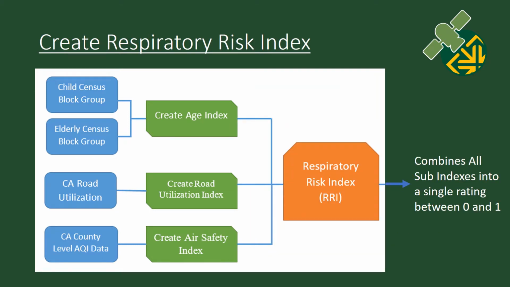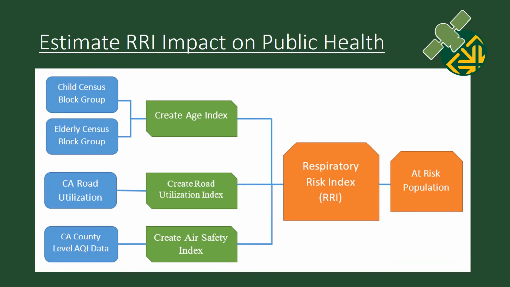These three sub-indexes were then combined to produce the final Respiratory Risk Index, or RRI. This is a value between 0 and 1 that should describe the overall risk of asthma according to the three risk factors measured. After each block group received an RRI, we calculated the total number of houses within a block group that was potentially at risk. This was done by multiplying the RRI by the total number of houses within each block group.